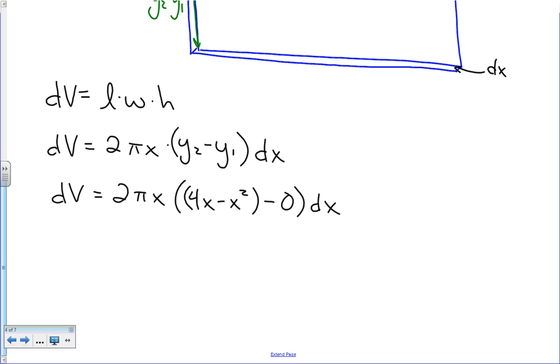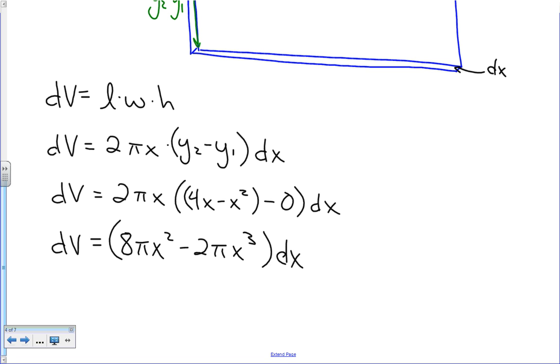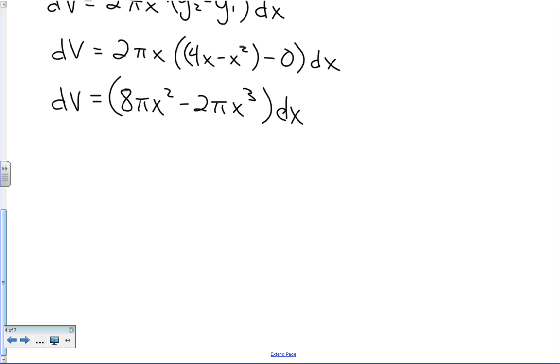So here's our equation then. dV is equal to, let's go ahead and rewrite this actually. dV is equal to, I'll distribute the 2 pi x through here. I'll have 8 pi times x squared minus 2 pi times x cubed times dx. And once we have our differential equation in terms of just one variable, we are all set to integrate this thing. Remember, that's the way that we solve a differential equation, through integration.